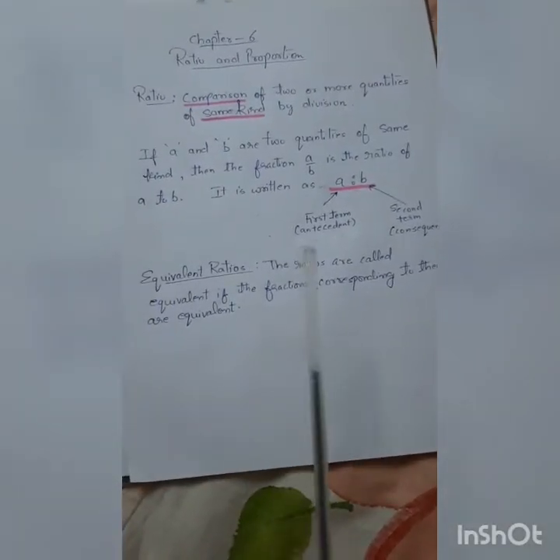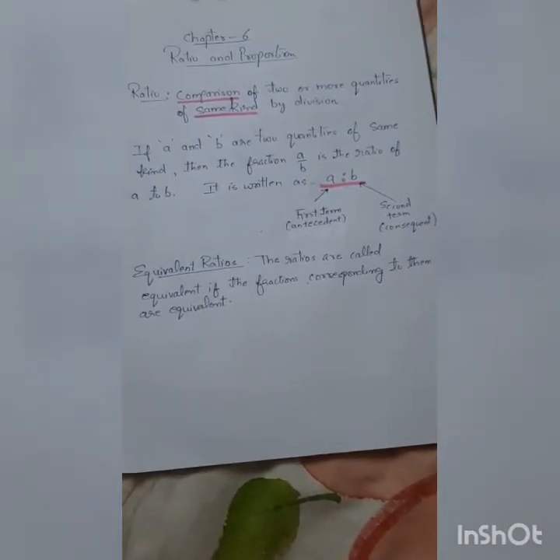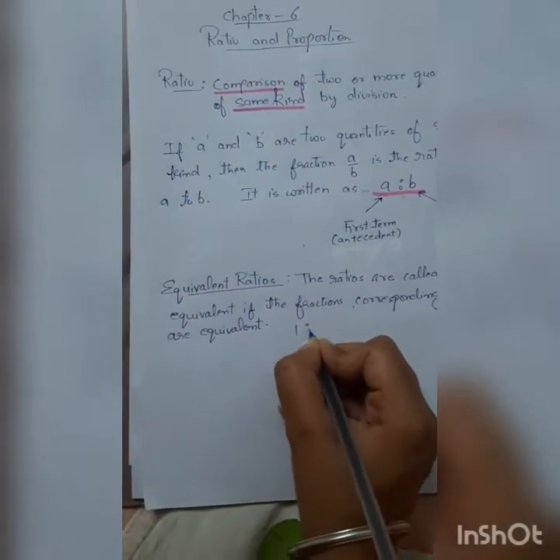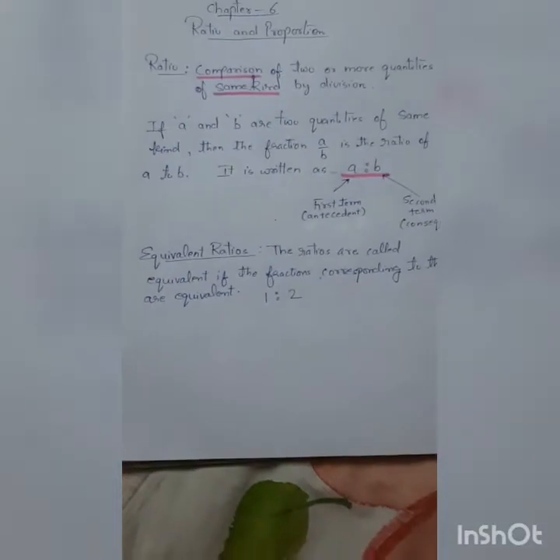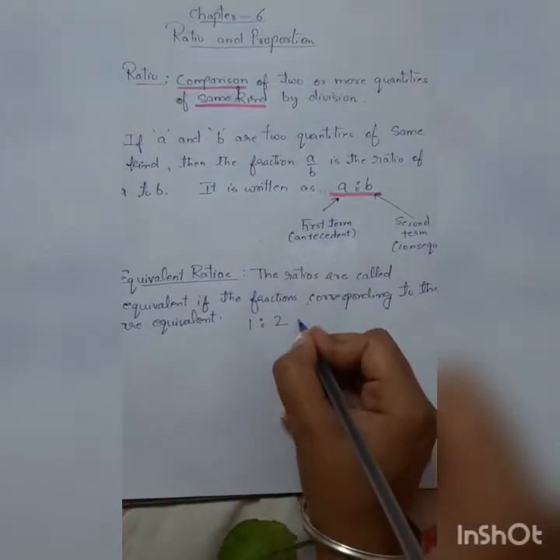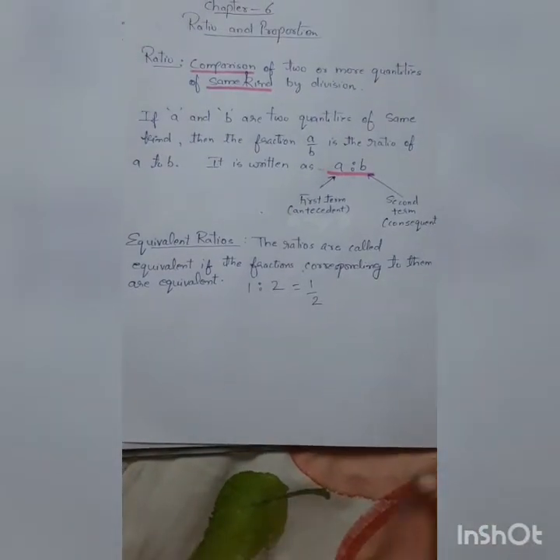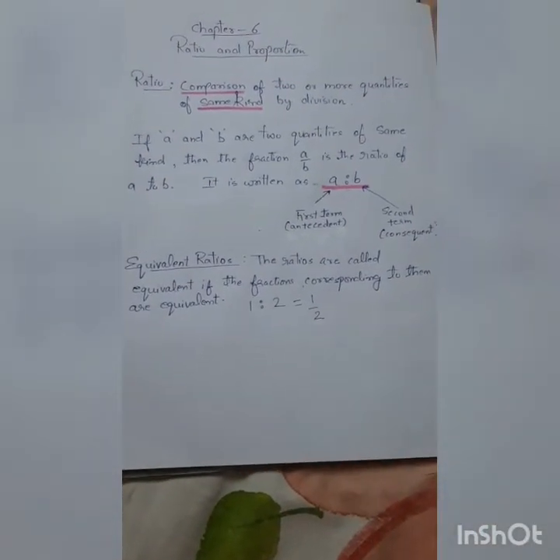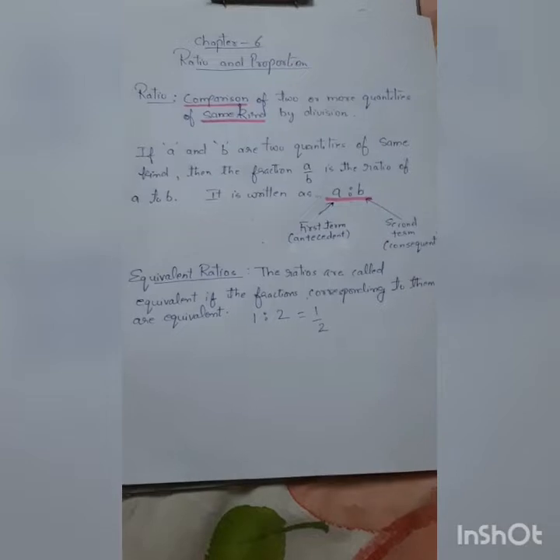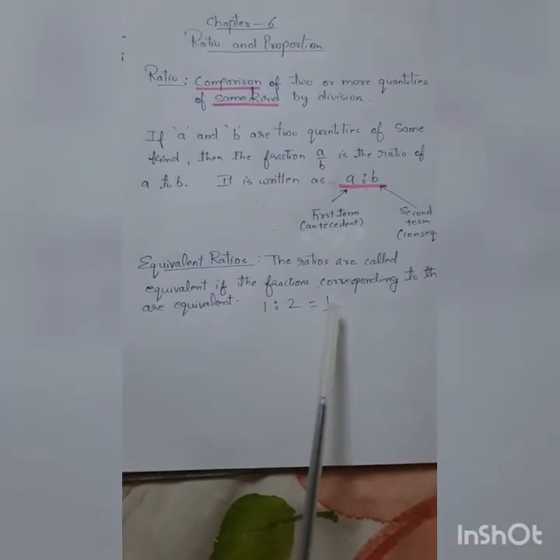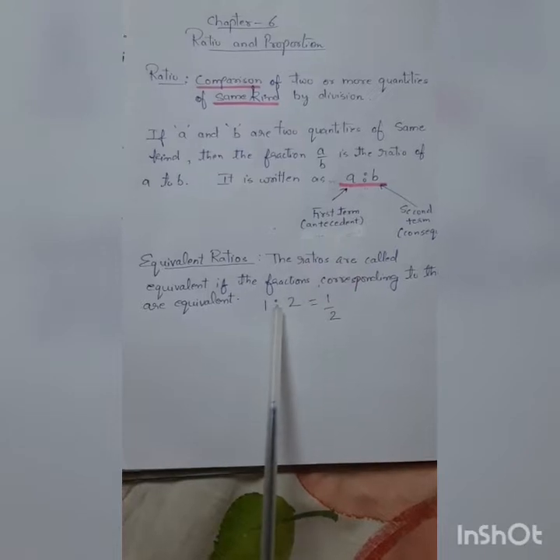Equivalent ratios. The ratios are called equivalent if the fractions corresponding to them are equivalent. For example, students, if I say this is a ratio, okay. Now if I try to find out the fraction which is corresponding to this, you will say, ma'am, it will be 1 by 2. You will just write the ratio in the form of a fraction, okay. If I want to find out an equivalent ratio to this ratio, the fraction which is equivalent to this fraction will be the ratio equivalent to this ratio.